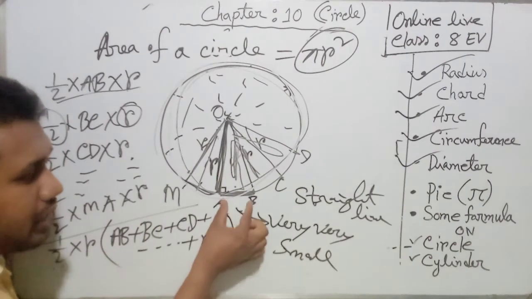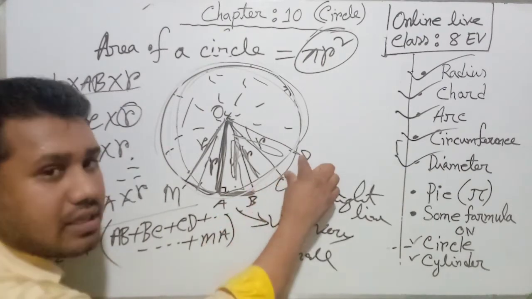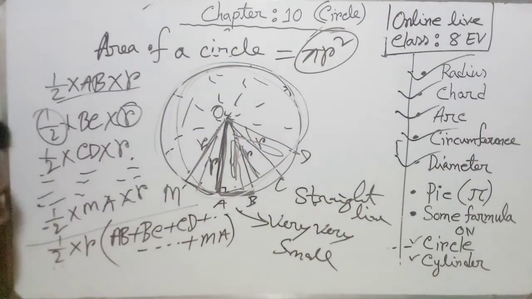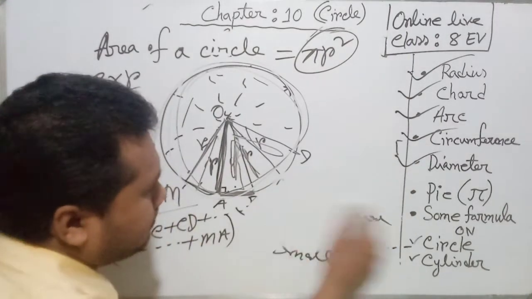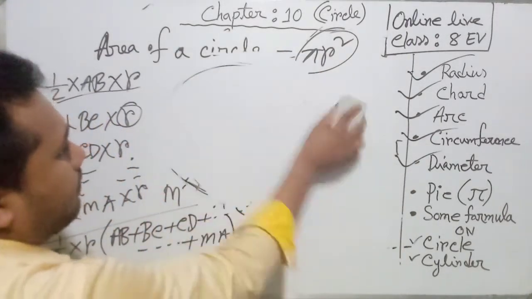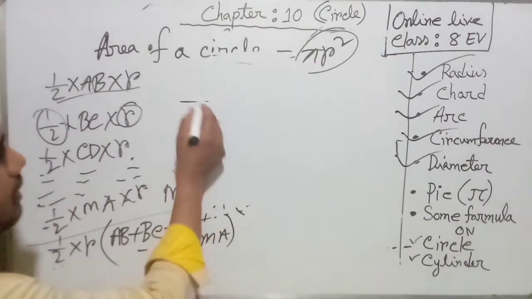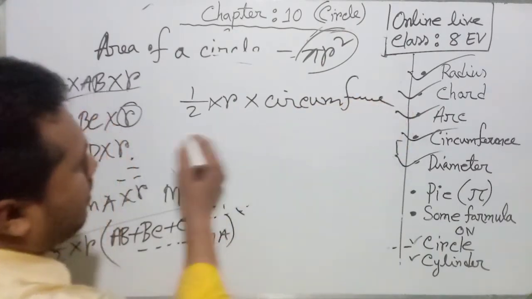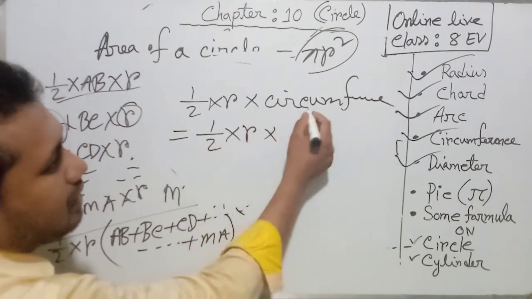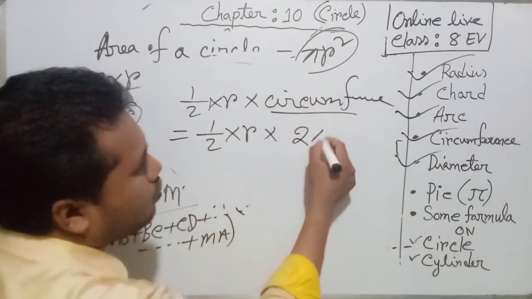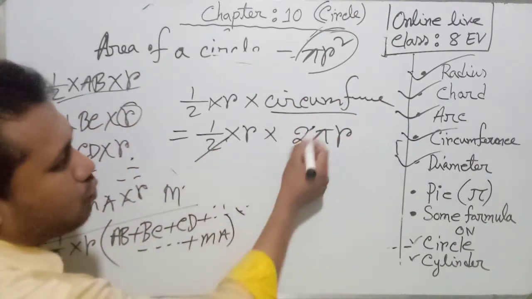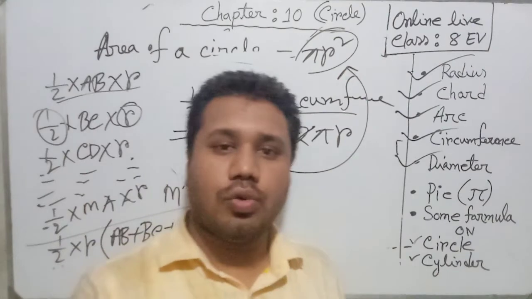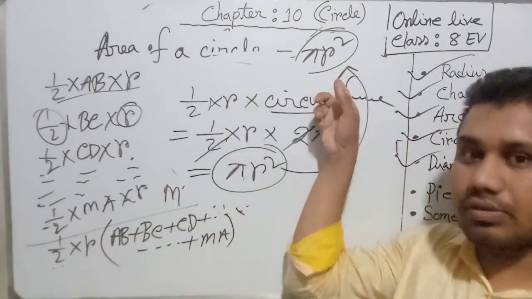Now dear students, look, AB plus BC plus CD and so on will be the circumference. AB is an arc, BC is another arc, CD is another arc. If we add all the arcs, then you will get the circumference. So we can say it will be half into R into circumference. What is the formula of circumference? 2 pi R. Now 2 and 2 cancel, so it will be pi R square. So we can say the area of a circle is pi R square.